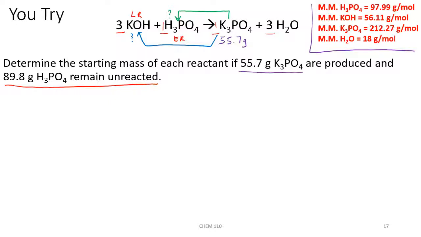We're going to start with our mass of potassium phosphate produced. In this example, we have 55.7 grams potassium phosphate. In order to use our balanced equation, we need to convert our mass in grams into moles. 1 mole of potassium phosphate is 212.27 grams.